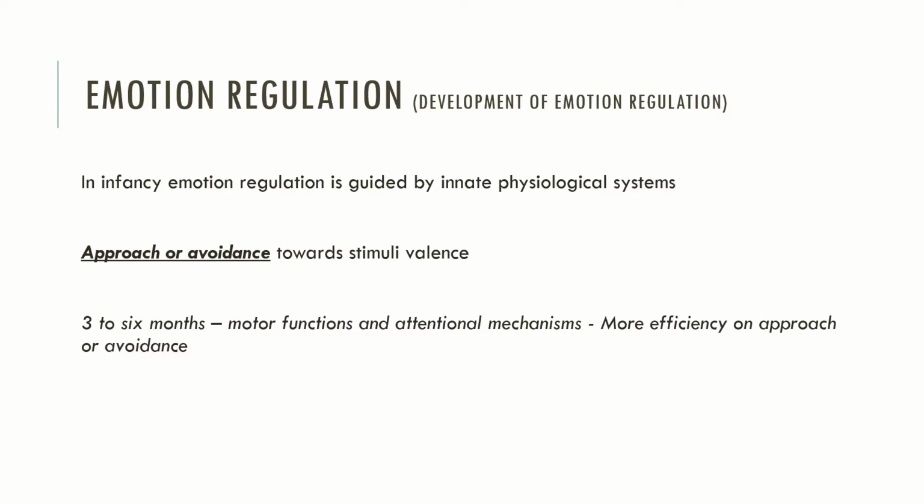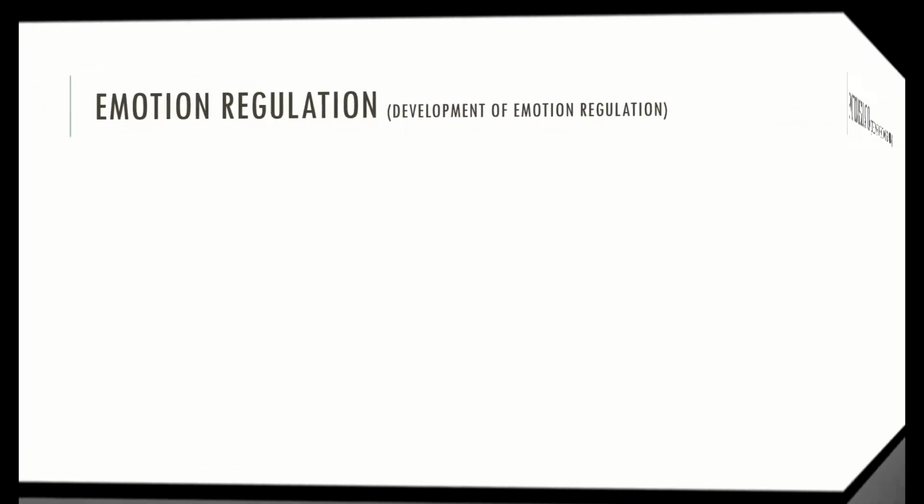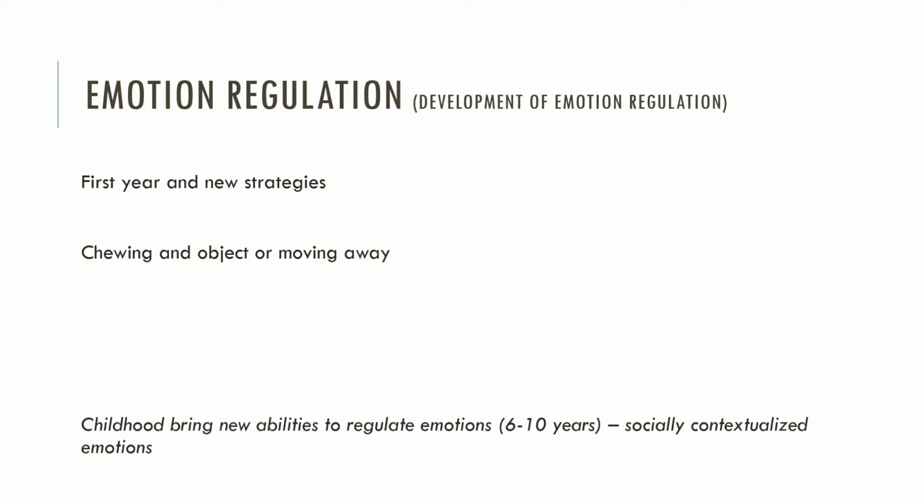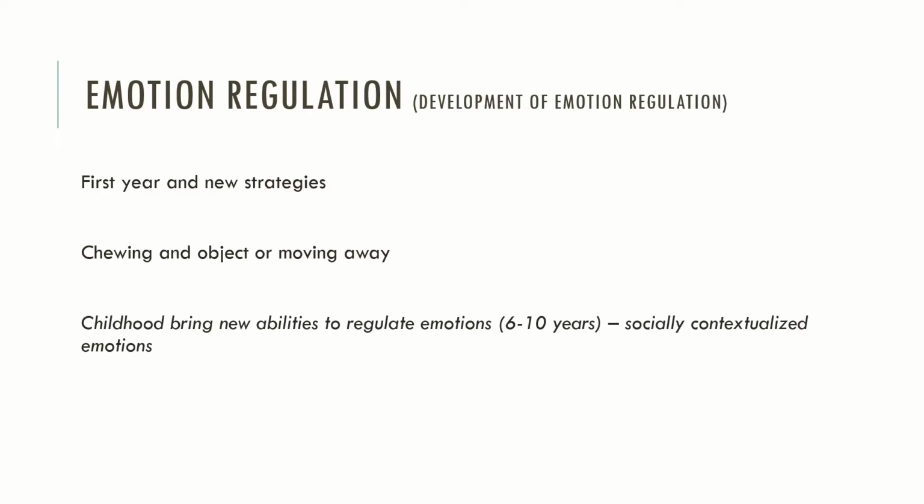Later, the emotion regulation strategies employed by the caregivers may also be learned by the infant. The type of attachment style between caregiver and infant can therefore play a meaningful role in the regulatory strategies that infants may learn to use. By the end of the first year, toddlers begin to adopt new strategies to decrease negative stimuli, such as chewing an object or moving away from something that had upset them. At 2 years, toddlers can apply certain emotion regulation tactics to influence various emotional states.